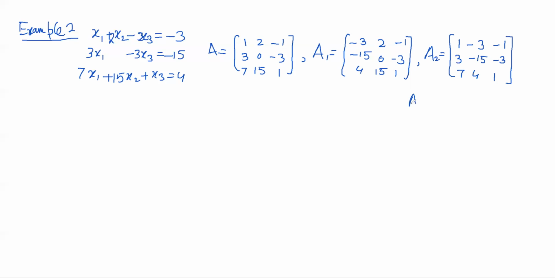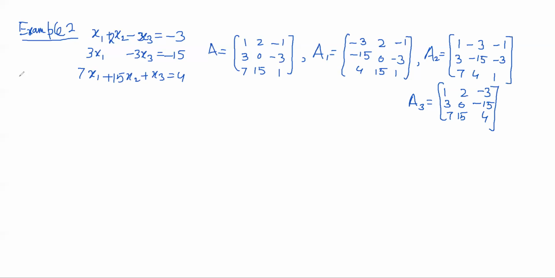And then the A3 matrix will be 1, 3, 7, 2, 0, 15, and the last column will be replaced. So it will be minus 3, minus 15, and 4. So in this way, we will get these three matrices. And then you can see that we need to find now 4 determinants.